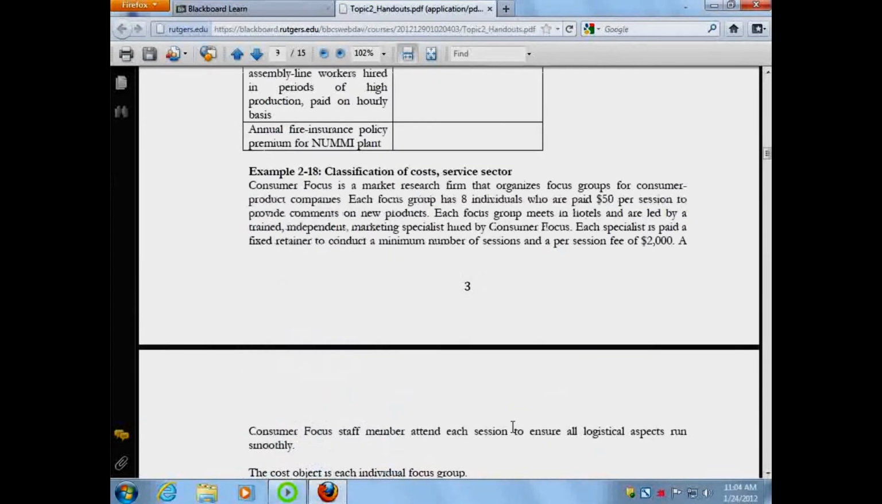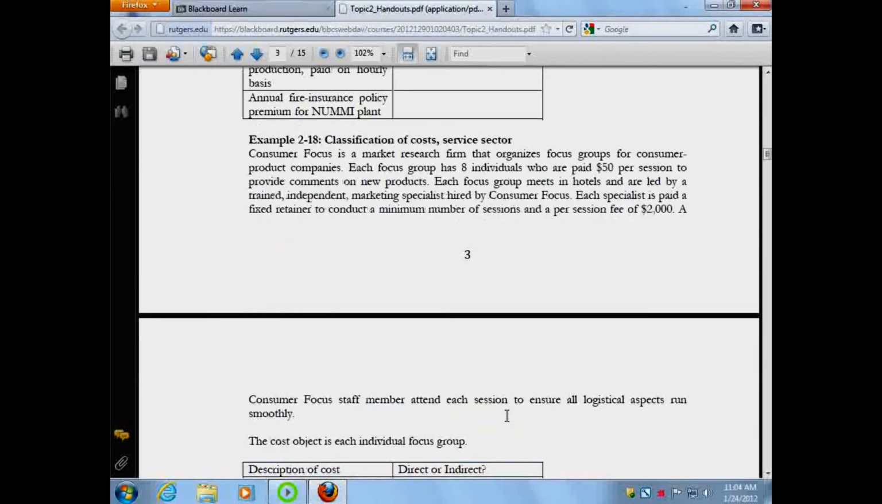Okay, this is a little bit more of an involved example. So let's first read the information it's given. This is a service sector example. Consumer Focus is a market research firm. You know what market research is. It will tell you in a few sentences. It organizes focus groups for consumer product companies.